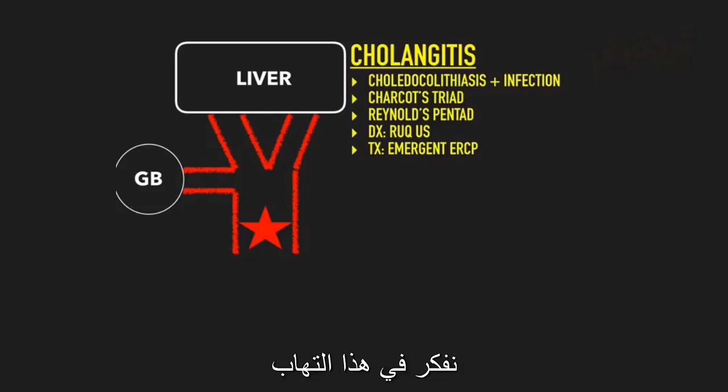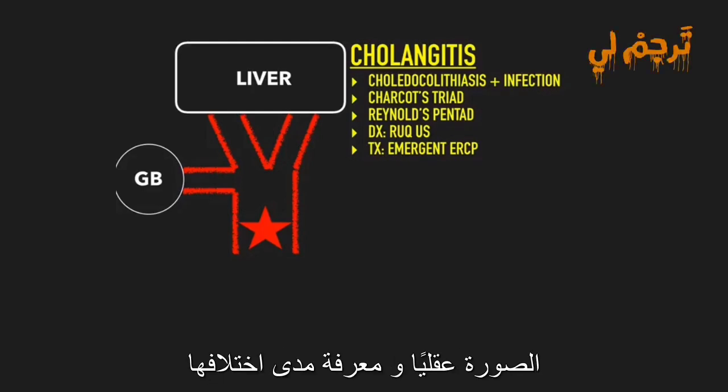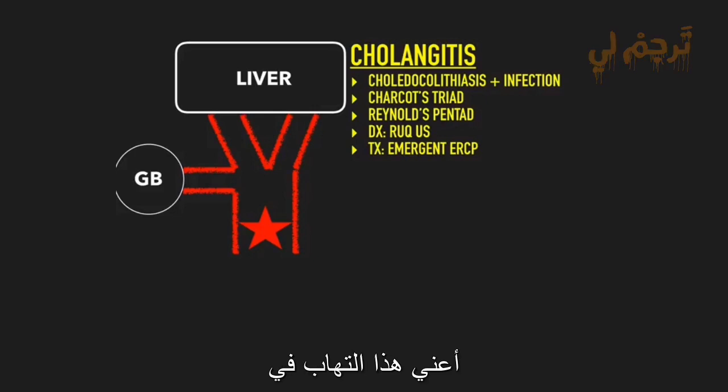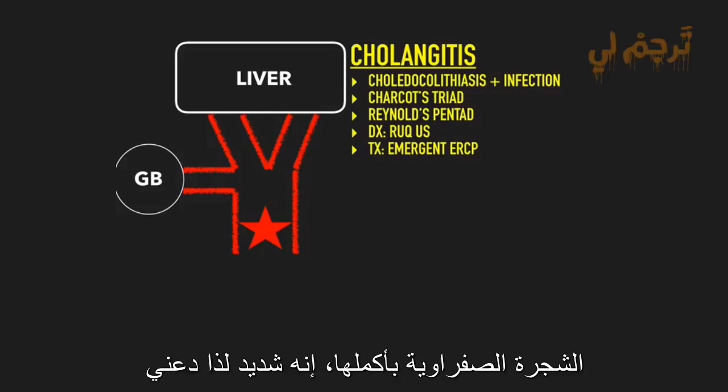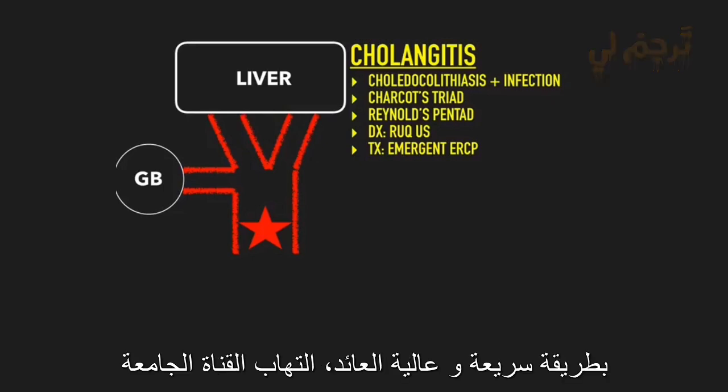Now, let's think about this. Itis means inflammation. Cholangitis is the one that kind of sounds the most different from the other three. So because it's the most severe and because it's the most different, you can kind of think of the picture mentally and see how different it is. I mean, this is inflammation of the entire biliary tree. It's severe. So let me summarize cholangitis for you in one quick high-yield way.